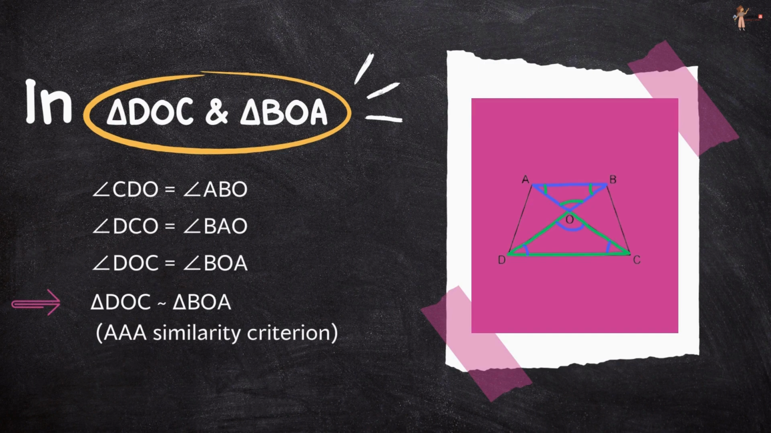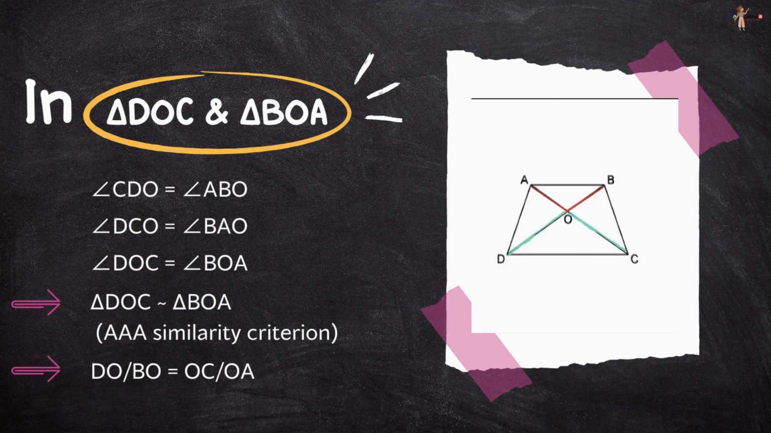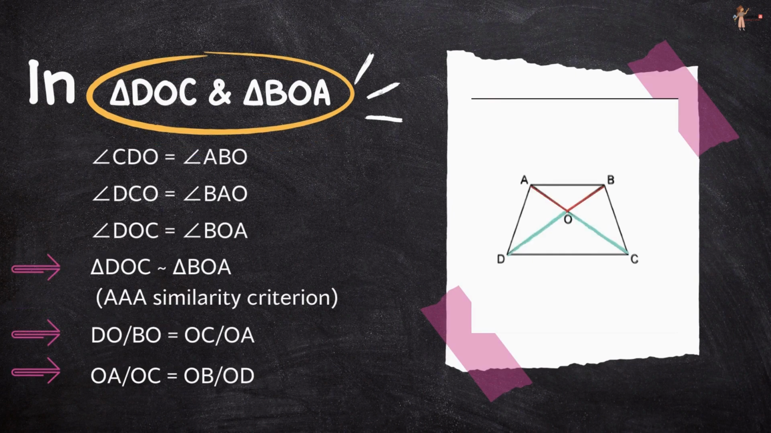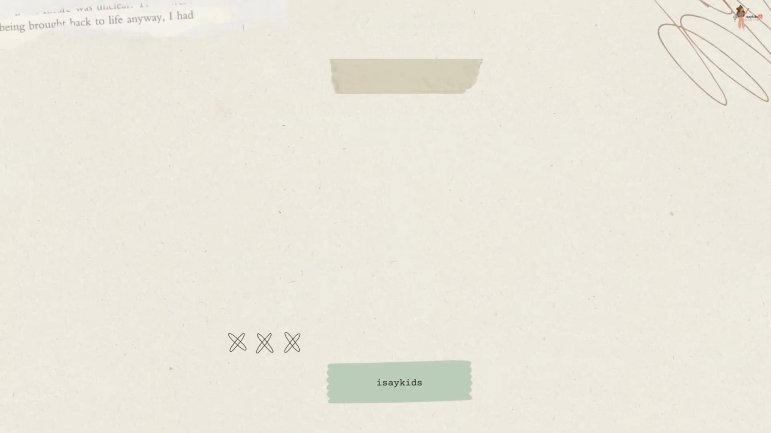So, triangle DOC is similar to triangle BOA using the AAA similarity criteria. Thus, the corresponding sides are proportional. That means DO upon BO is equal to OC upon OA. Or we can say OA upon OC is equal to OB upon OD, exactly what we wanted to prove.